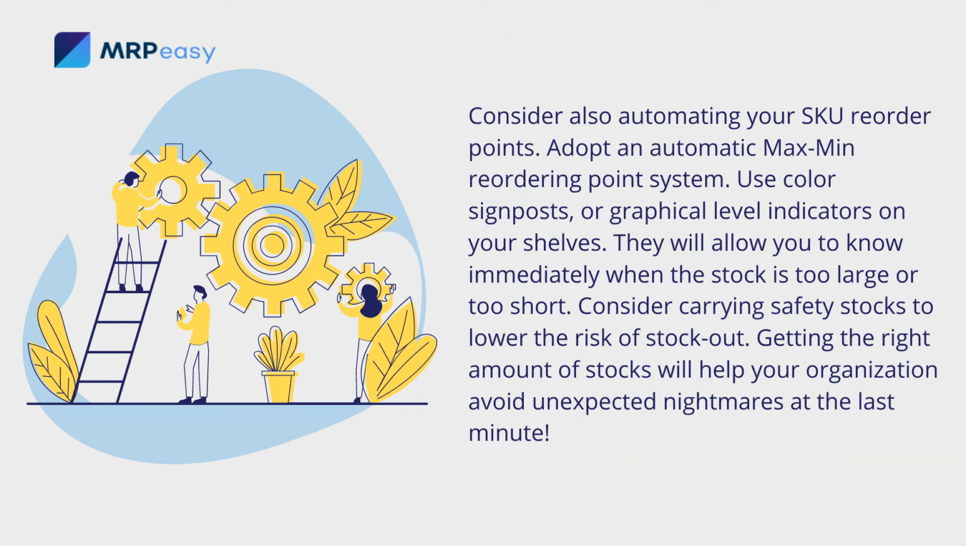Consider also automating your SKU reorder points. Adopt an automatic max-min reordering point system. Use color signposts or graphical level indicators on your shelves. They will allow you to know immediately when the stock is too large or too short. Consider carrying safety stocks to lower the risk of stockout. Getting the right amount of stocks will help your organization avoid unexpected nightmares at the last minute.